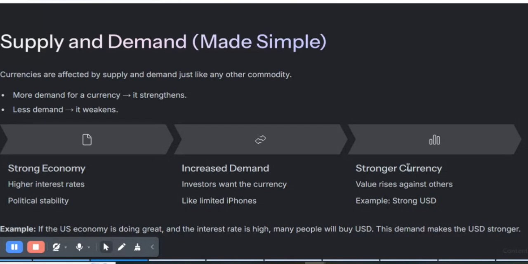And in 1971, President Nixon abandoned this system, right? After this system, this led to what they call supply and demand, right? So that's the post-1974 period, which brought about supply and demand, in the sense that what moves the prices of currencies is now based on the supply and the demand of that particular currency, right? Currencies are affected by supply and demand just like any other commodity, right? The more the demand for a currency, it strengthens; the lesser the demand, it weakens.